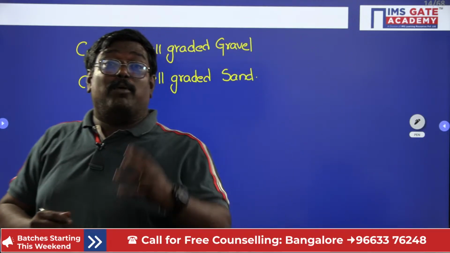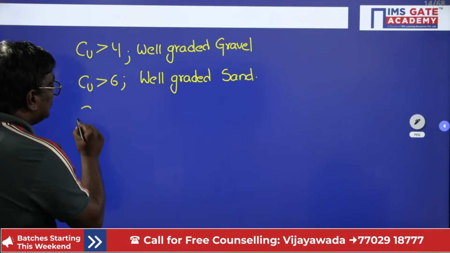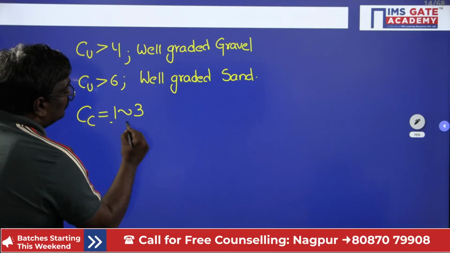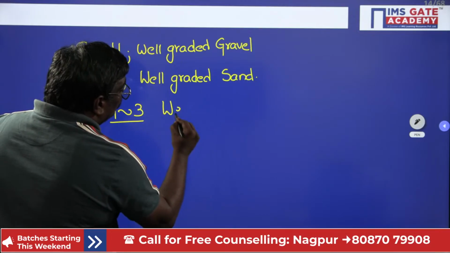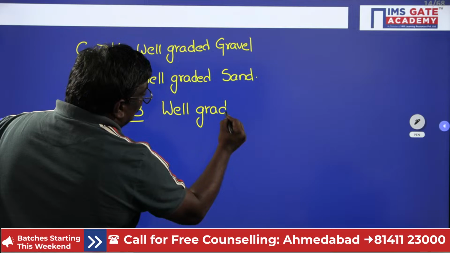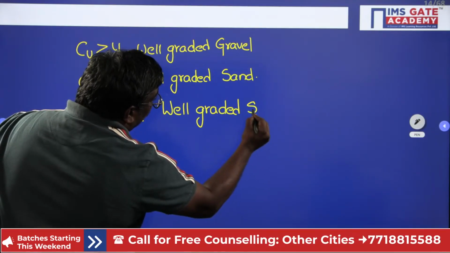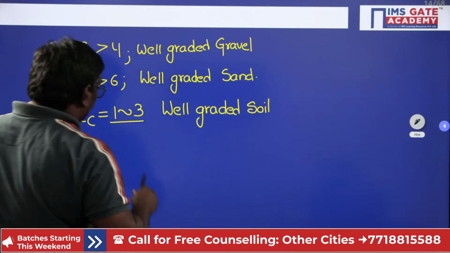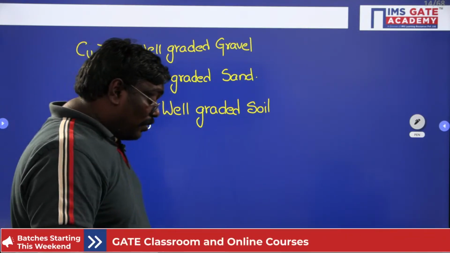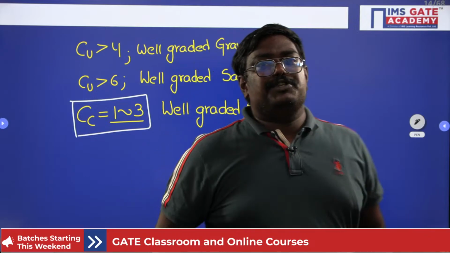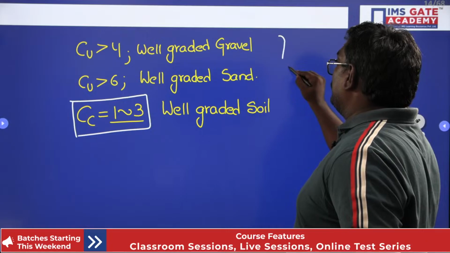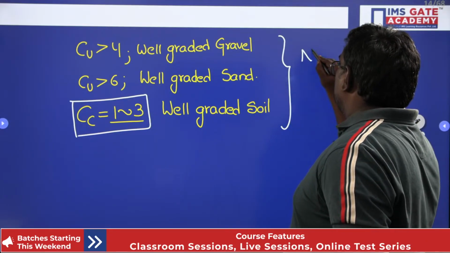When I talk about Cc, what is Cc? For any well-graded soil, Cc should lie between 1 and 3. When the Cc value is between 1 and 3, then we call it well-graded soil. Now, as geotechnical engineers, my dear students, we remember these points, very important. You can write it as a note.